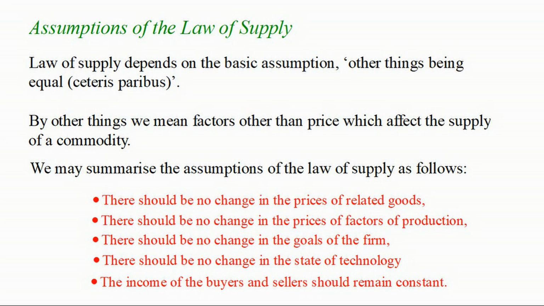Price of related goods, price of factors of production, the objective or goal of the firm, state of technology, the techniques of production or the technologies that we use to produce the product, and income of buyers and sellers should remain constant. When all these factors remain constant, the law becomes functional. There will be a direct relationship between price and quantity supplied. The higher the price, the higher will be the quantity supplied. The lower the price, the lower will be the quantity supplied. This is what the assumptions tell us.